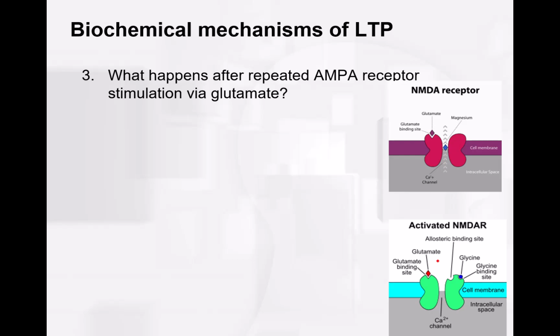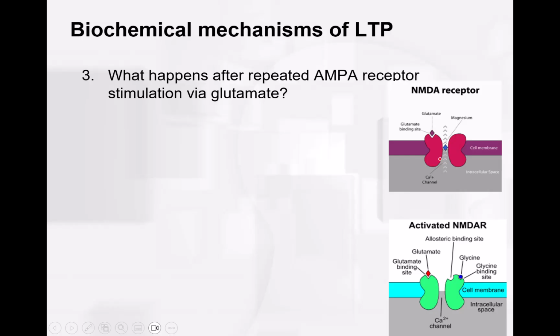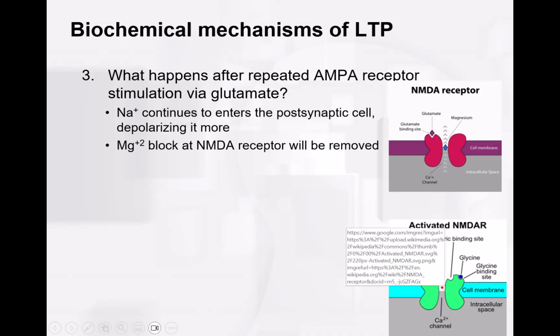So what happens then after repeated AMPA receptor stimulation? So we have multiple axons stimulating the dendrite at the same time, or repeated stimulation by the same axon. Remember that temporal versus spatial summation? When that happens and sodium continues to enter the postsynaptic cell, depolarizing it more, again, we said that magnesium block is going to be removed, as you see here.